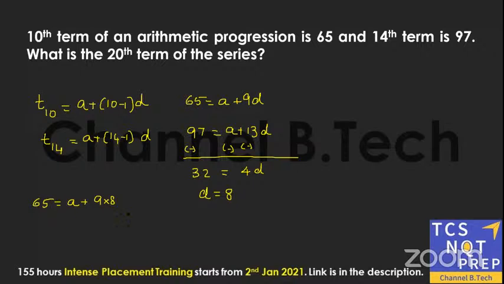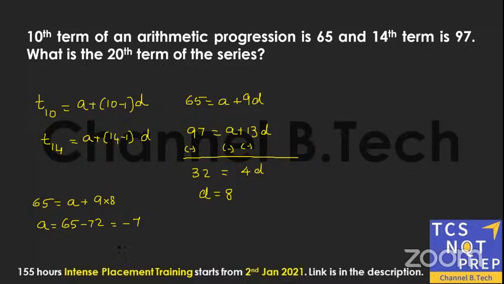Yeah. So a equal to 65 minus 72, which is minus 7. First term is minus 7. Okay, it can be a negative value. Starting from a negative value and getting into the positive side is possible. Now we need to find out the 20th term.